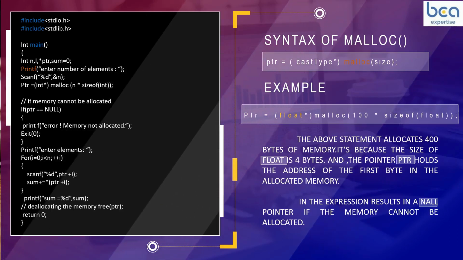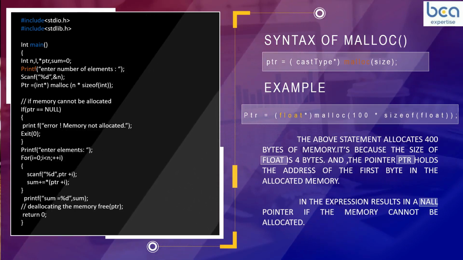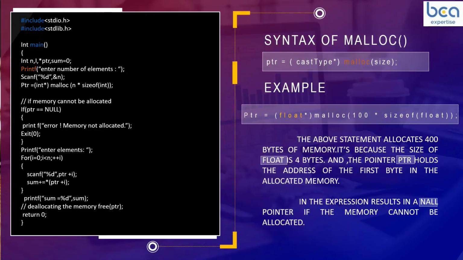Next we see an example of malloc. ptr = (float *) malloc(100 * sizeof(float)). The above example allocates 400 bytes of memory, because the size of a float is 4 bytes, and the pointer ptr holds the address of the first byte in the allocated memory. The expression results in a null pointer if the memory cannot be allocated.